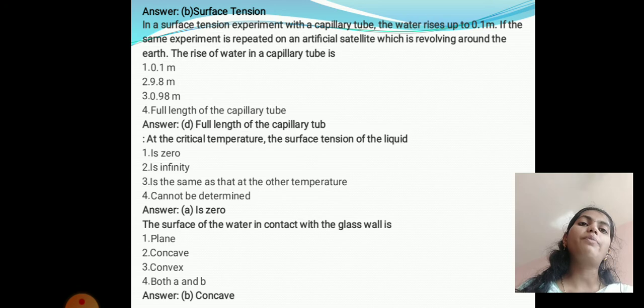If in an experiment on surface tension with a capillary tube, the water rises up to 0.1 mm, and the same experiment is repeated in an artificial satellite revolving around the earth, the rise of water in the capillary tube is?